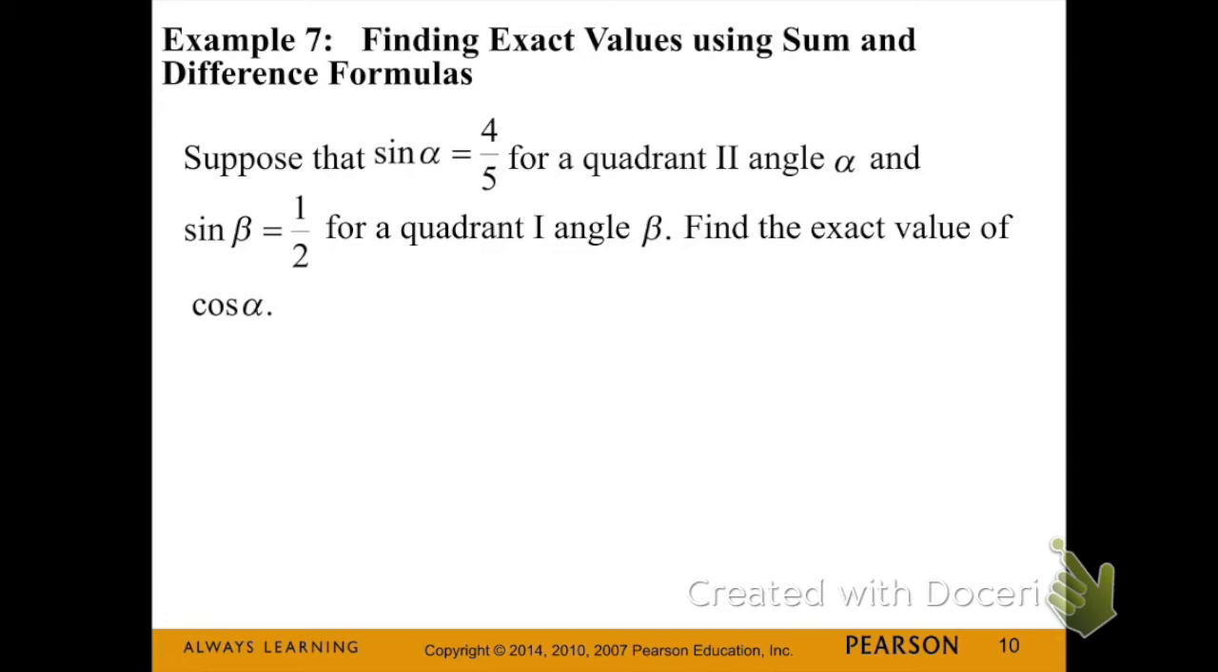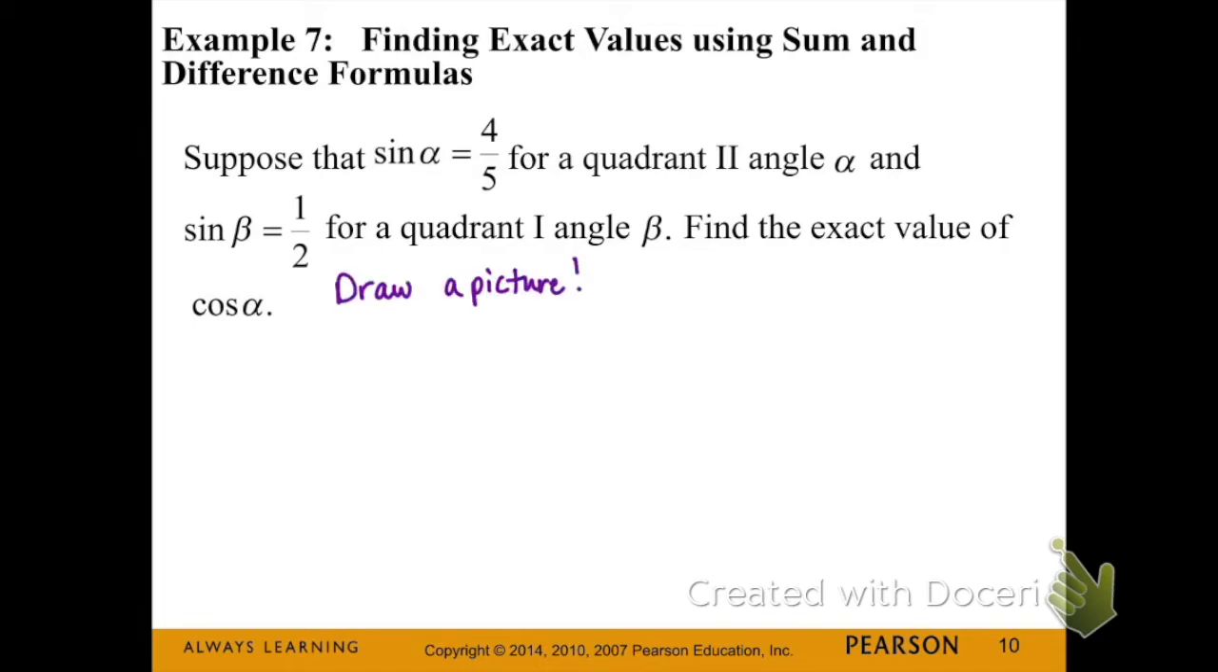Example 7, find exact values using sum and difference formulas. So we're going to suppose that sine of alpha is equal to 4/5 for a quadrant 2 angle alpha, and sine of beta is equal to 1/2 for a quadrant 1 angle beta. We're going to start by finding the exact value of cosine of alpha.